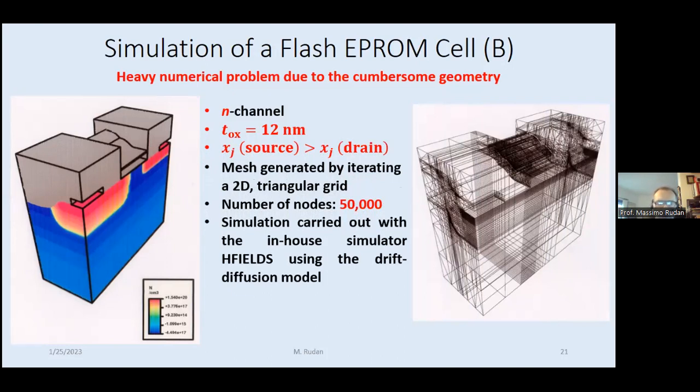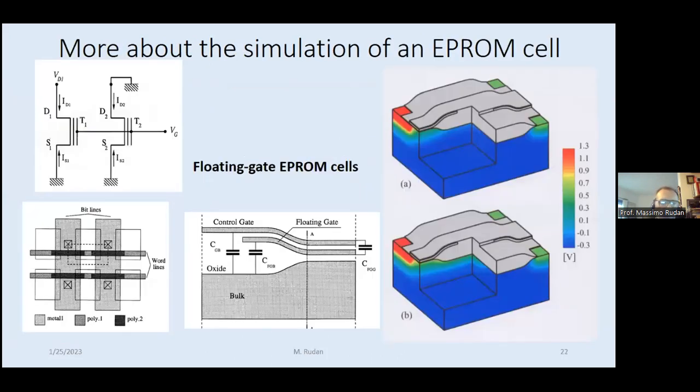What is the problem for the EEPROM cell? The problem is that we have actually two transistors side by side that are controlled by the same gate contact, as you see on the upper left part of the figure.